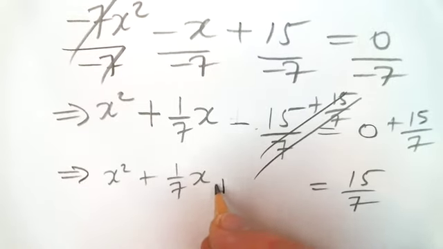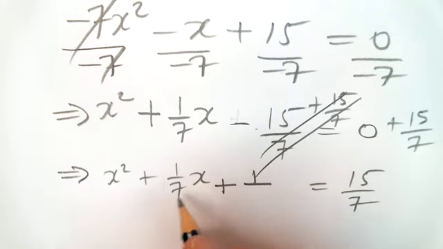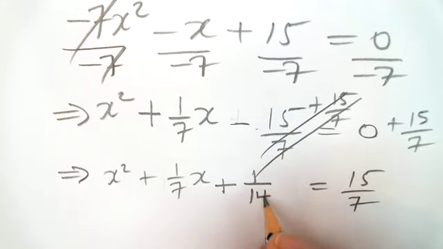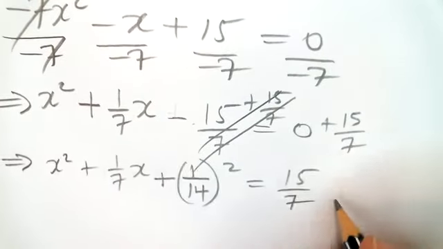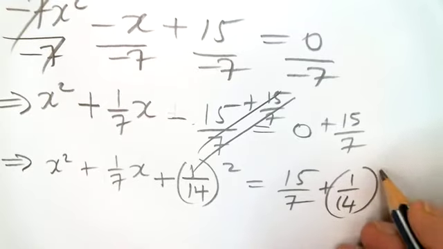Now I'm going to add to both sides the b term, which is 1/7, but I'm going to halve it. Half of 1/7, well, I'm going to multiply the 7 by 2 to get 14. But I'm going to square it as well. So I'm going to add 1/14, squared.